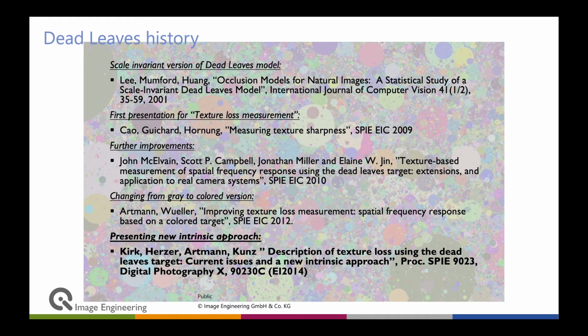The dead leaves is not new. The structure itself was introduced in 2001, and it was first introduced into the community of image quality testing in 2009, and developed over the years. The biggest step into a robust and reliable measurement was the introduction of the dead leaves cross method by Kirk, Leonie Kirk, a master student at Image Engineering at that time, who developed a method to measure the SFR on a dead leaves pattern in a completely new way, which showed to be very robust and extremely powerful.